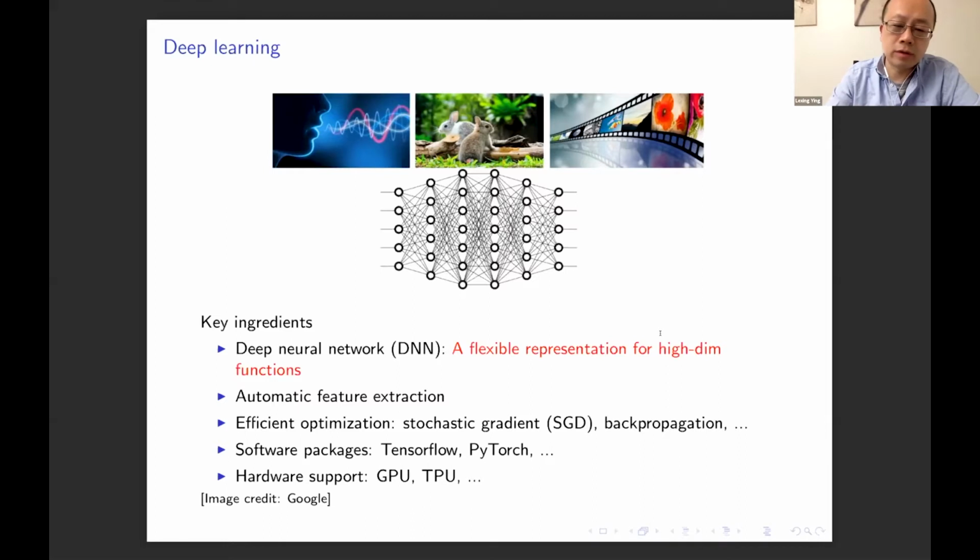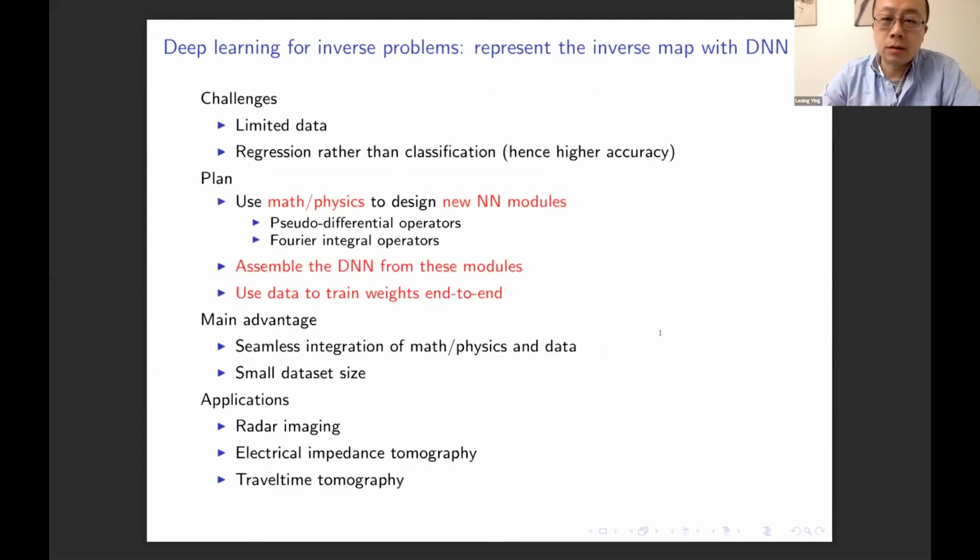And these allow us to leverage the computational power of GPU and TPU to achieve very good performance. Now, when we apply deep learning to inverse problems, we are faced with several challenges. The first main challenge is the limited amount of data. When you're working with AI problems like speech recognition, image processing, classification, and so on, you have a vast amount of data, for example, ImageNet.